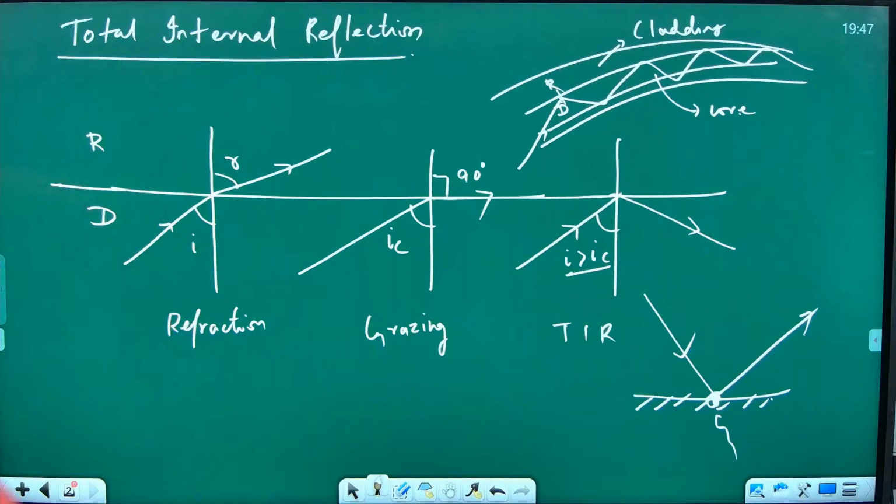First you copy this first. Whatever diagram I have on the board, please copy it.